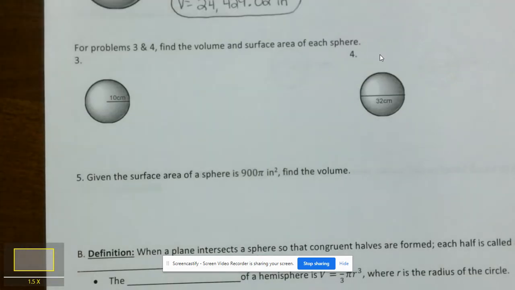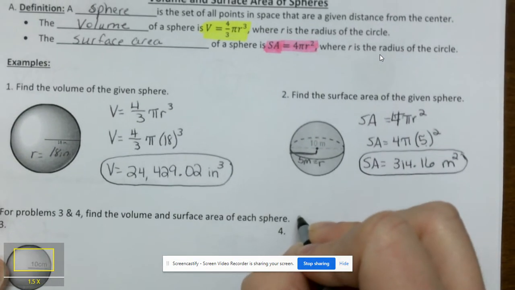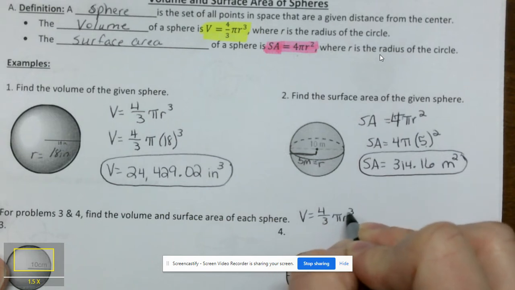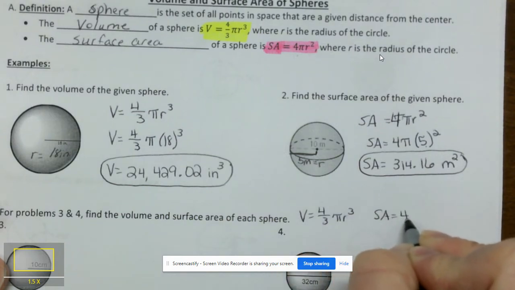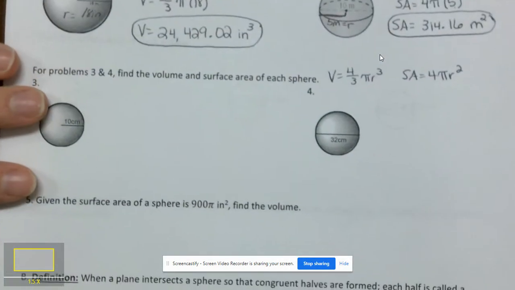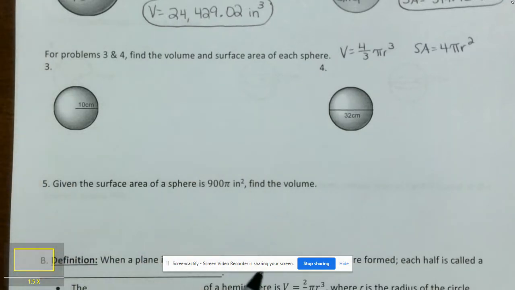Okay, my Math 3 scholars, we're going to look at a few more examples. I wanted to give you some more examples of the volume and surface area of a sphere. I'm going to write the formulas right here so you guys can see. The volume is 4/3 pi r cubed, and our surface area is 4 pi r squared. I wrote those on there for us to have readily available.